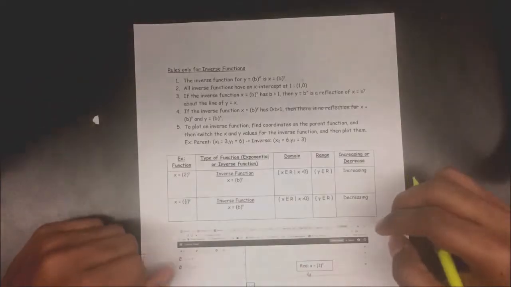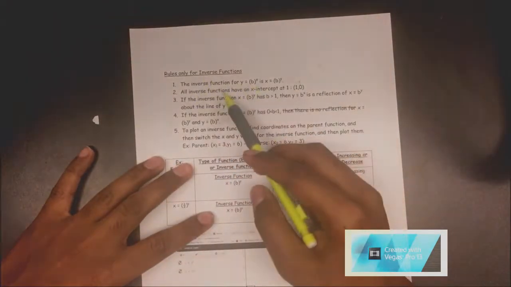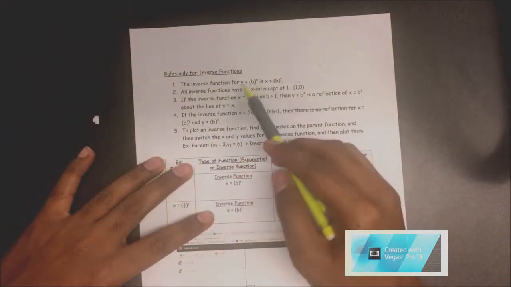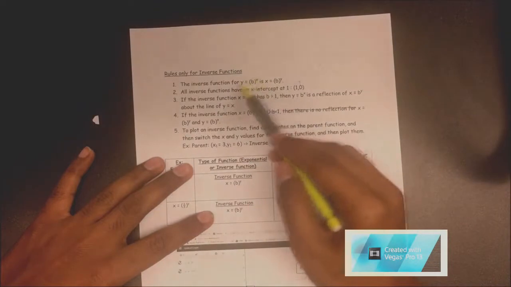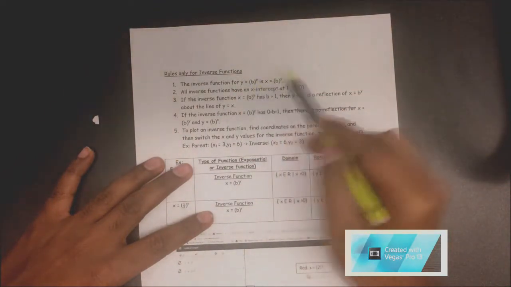All right, the rules that only apply for inverse functions are, well, the first one: an inverse function is simply, if this is the exponential function y is equal to b to the power of x, the inverse of it is just switching the variables. So the x comes down there and the y goes up there.